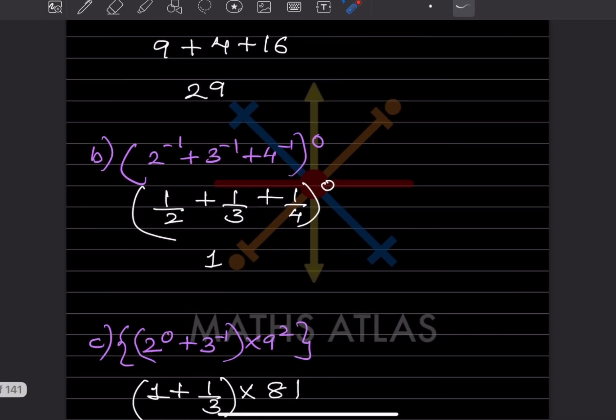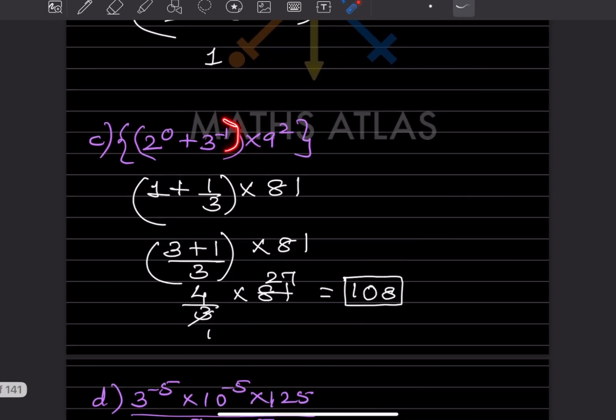Now actually, whenever something is raised to 0, it is going to be 1. Or you can also put one step, because you are going to make it positive: 1 by 2 plus 1 by 3 plus 1 by 4 raised to 0 is 1. Or you can directly write 1. You can skip this step.